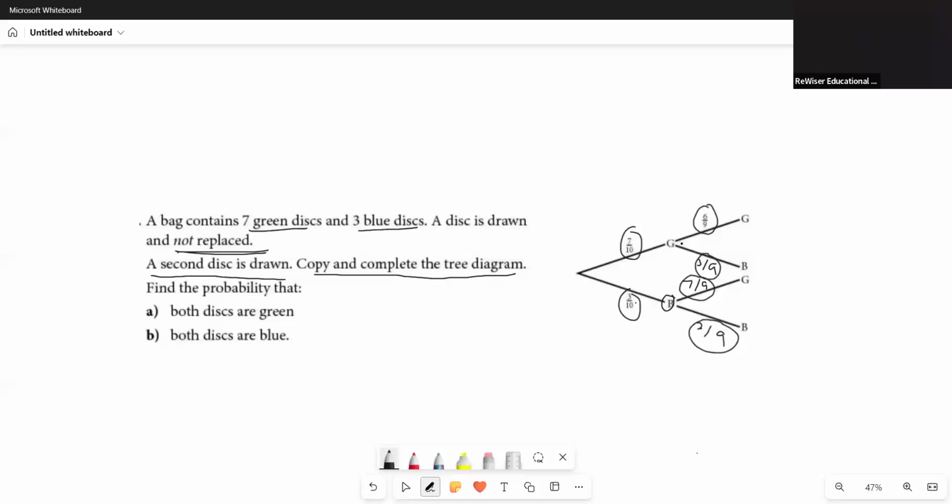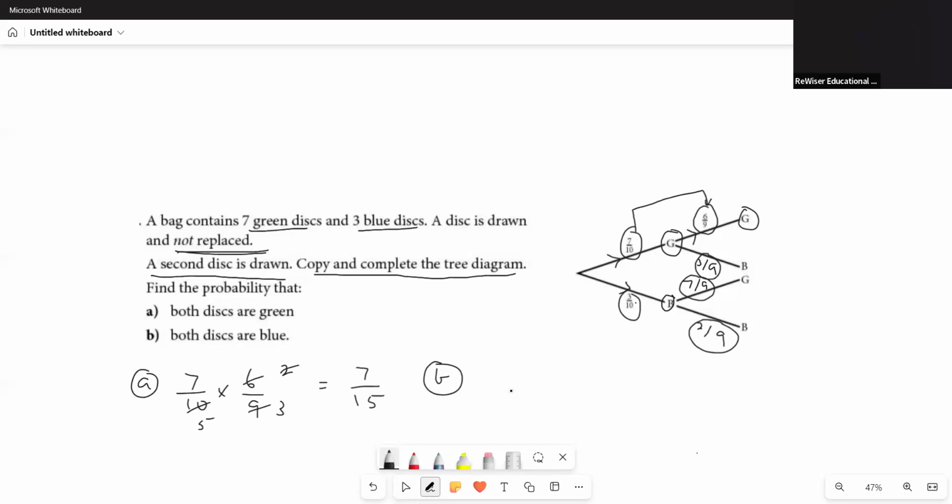We need to recheck and get the probabilities again. Now, part A of the question says both the discs are green. So that means this is green, this is green. So we are traveling across this part of the tree diagram, so the probabilities should be multiplied. In part A, it should be 7 by 10 multiplied by 6 by 9. So this is 2, this is 3. I cancel this, so that's 5. So the probability is 7 over 15.